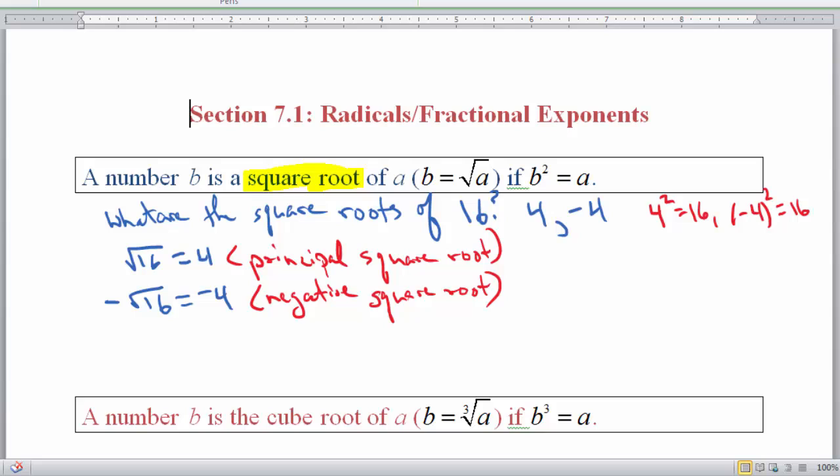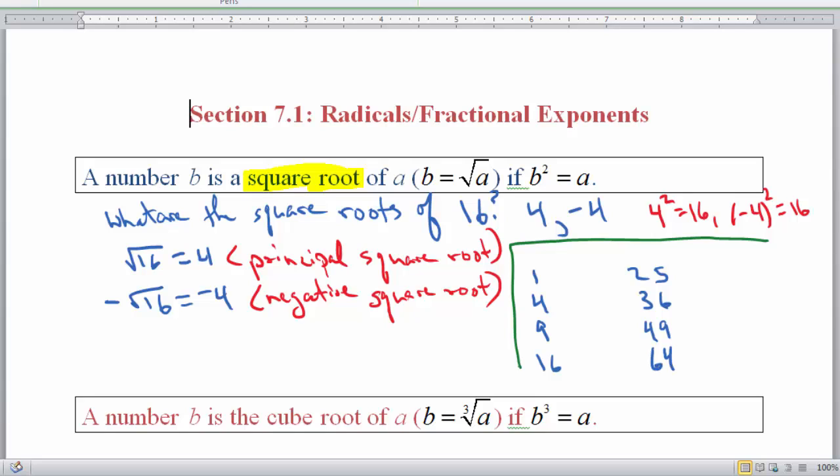So what's important to note here are just all the different perfect squares, the numbers whose square roots are natural numbers. So which numbers are actually perfect squares? 1 would be a perfect square, 4, 9, 16, which we just did, 25, 36, 49, 64, 81, 100, 121, 144, and those are the first 12 perfect squares.